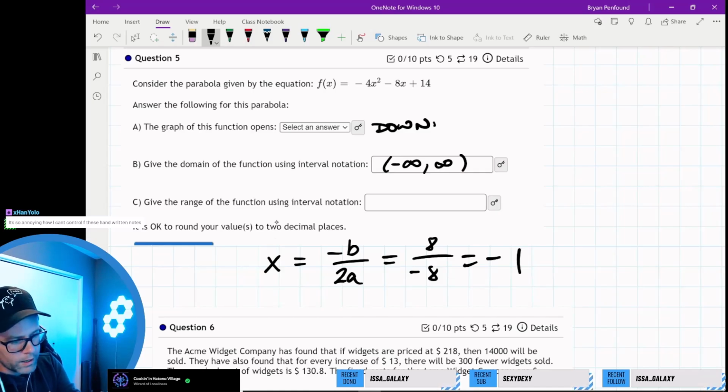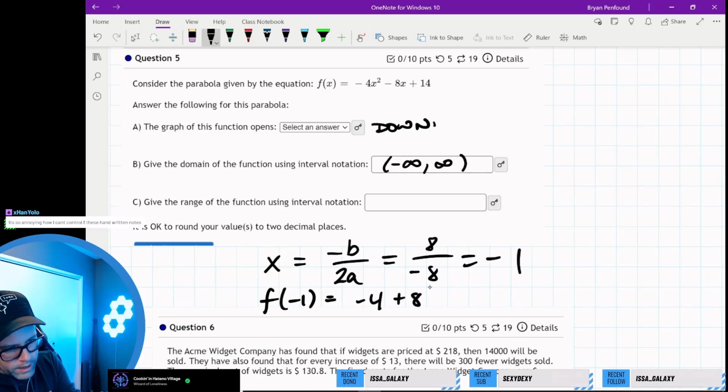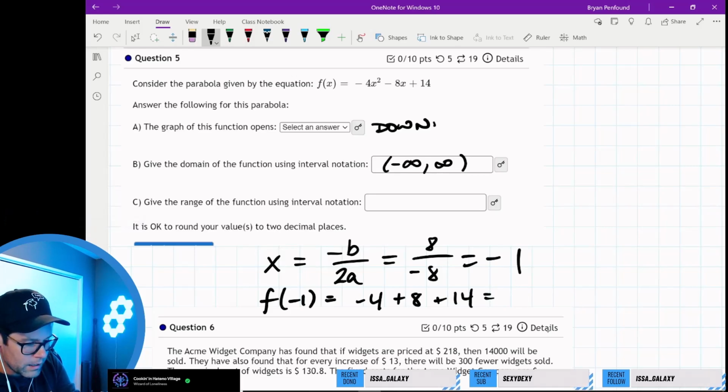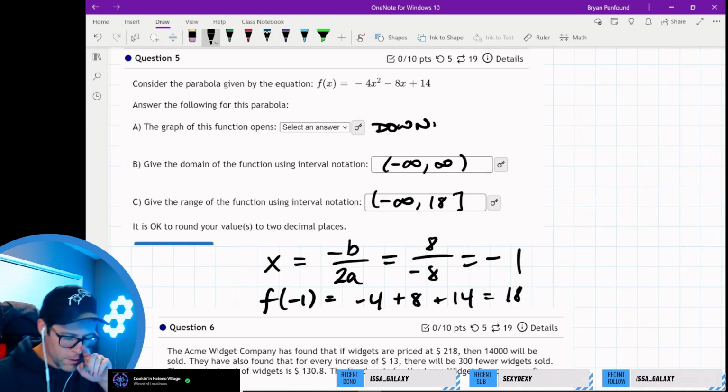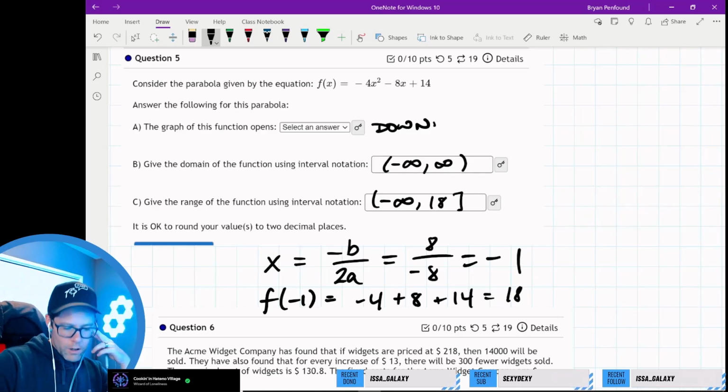So that's -1. And if we take f at -1, what do we get? We'll get -4 plus 8 plus 14, which is 22, take away, well, 18, I guess. I get 8 and 10. So I still agree that 18 should be the maximal value. So that must be the largest y value we can get, which is 18.